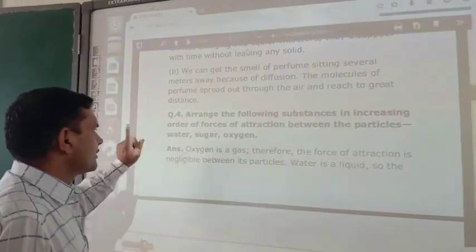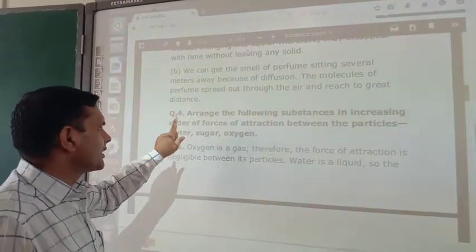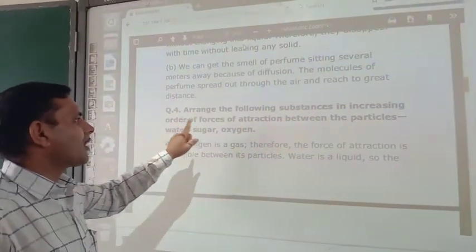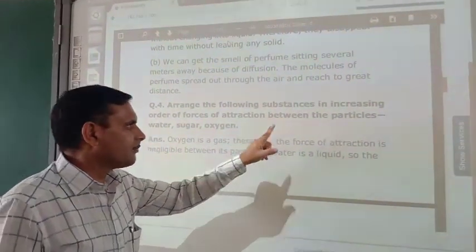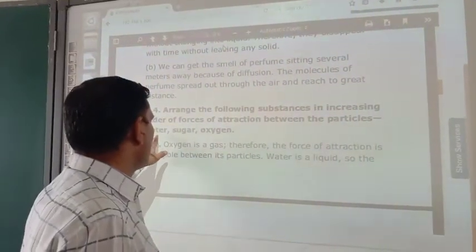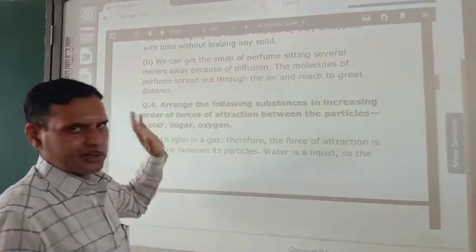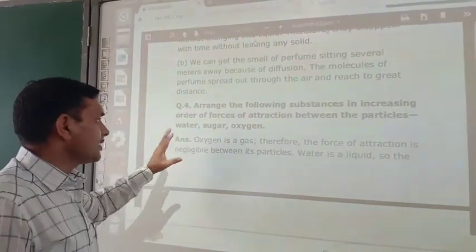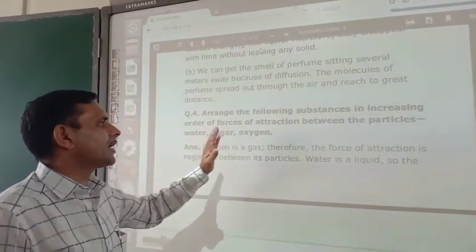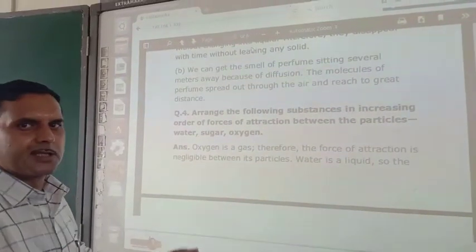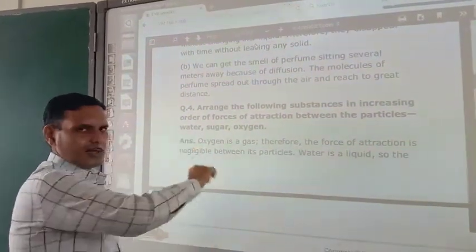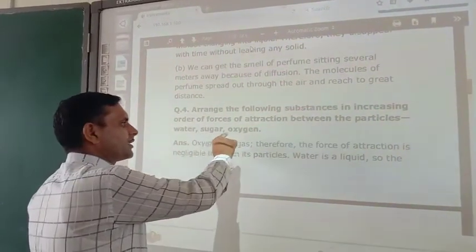Yes. So question number 4 is, arrange the following substances in increasing order of forces of attraction between the particles: water, sugar and oxygen. The question means you have to arrange these substances in order of their increasing force of attraction. So just try to understand. Water is there, sugar is there and oxygen.